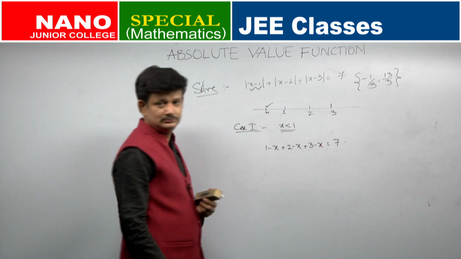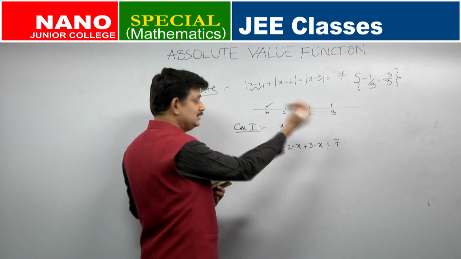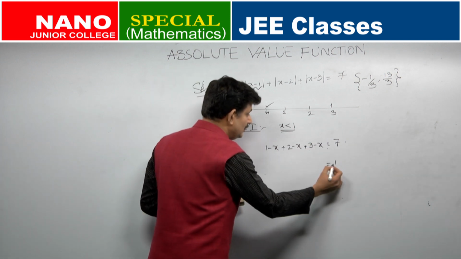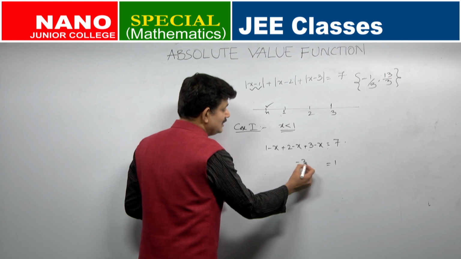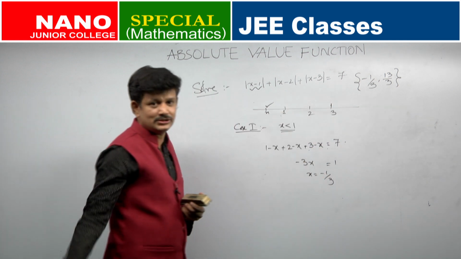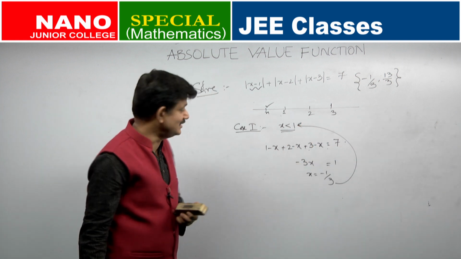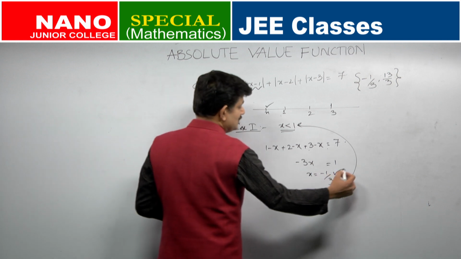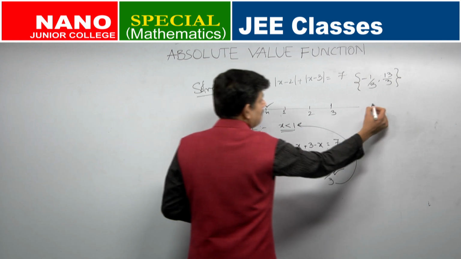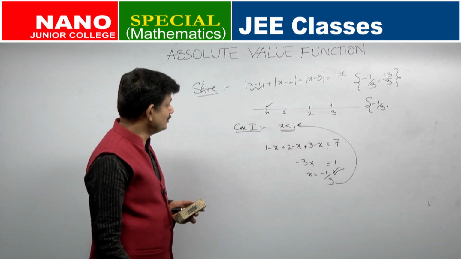The sum is equal to how much? 7. 1 plus 2 plus 3 is 6. Take it to the other side. 1 is equal to minus 3x, or x is equal to minus 1 by 3. That is our solution. Is it satisfying our assumed condition x less than 1? Yes, it is. So, minus 1 by 3 is part of our answer. You got one solution, minus 1 by 3.